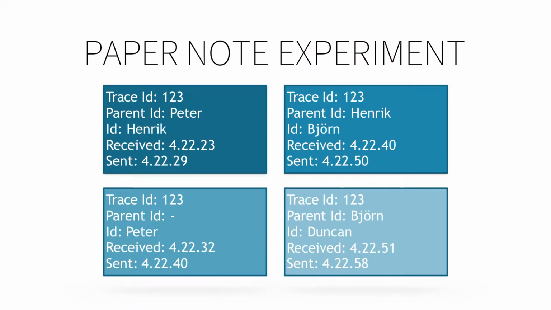So we're going to apply this to our paper note experiment. You can see we've now added a trace ID, and the trace ID will be the same for all of these. It's the same trace. And then what we've introduced as well is parent ID, and then our unique ID, which is the name. Looking at these nodes now, if we look at the one in the down left corner, there is no parent ID. That tells us that this must be the first one, right? Because it's not pointing back to anything.